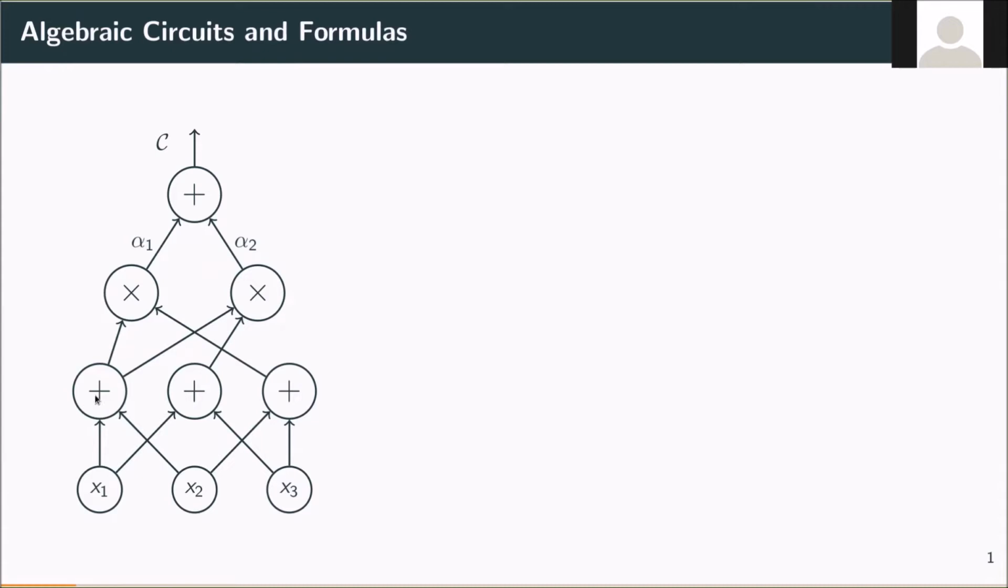For example, this gate computes x1 plus x2. This gate computes x1 plus x3. This gate computes the product of these two polynomials, whereas this gate computes alpha 1 times whatever is computed at this gate plus alpha 2 times whatever is computed at this gate. Here alpha 1 and alpha 2 are field constants. Now since this is the root of the graph, whatever polynomial is computed at this gate is said to be the polynomial computed by the circuit.